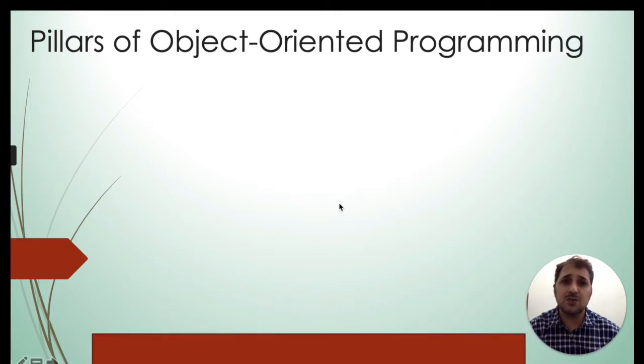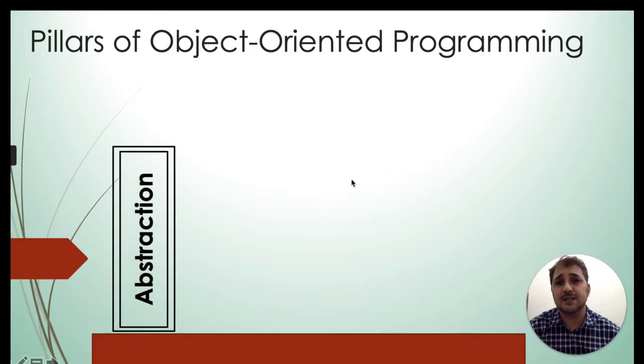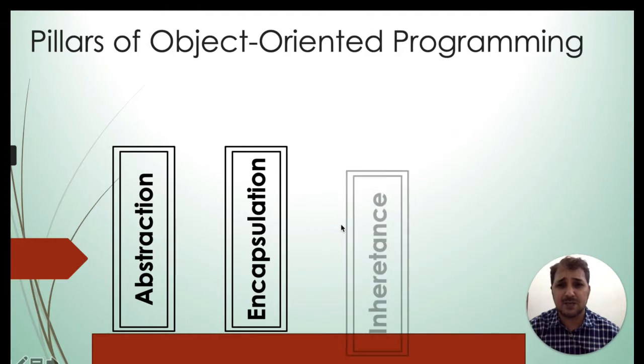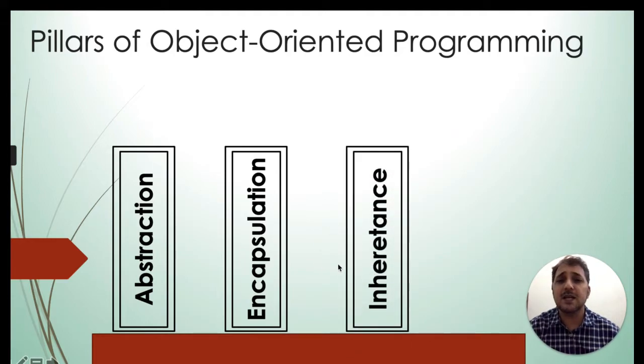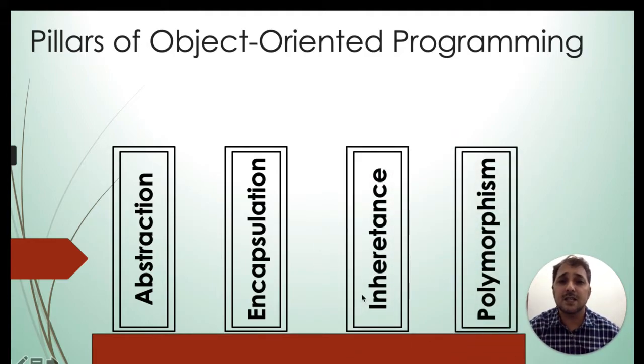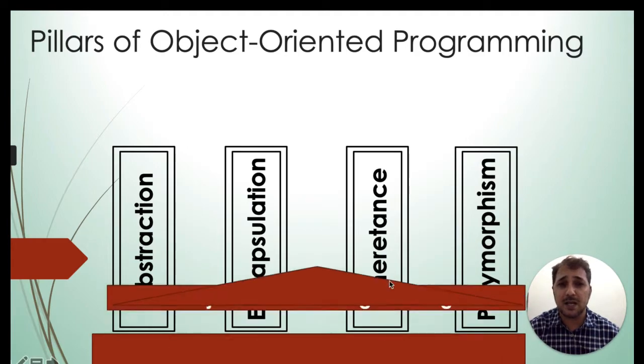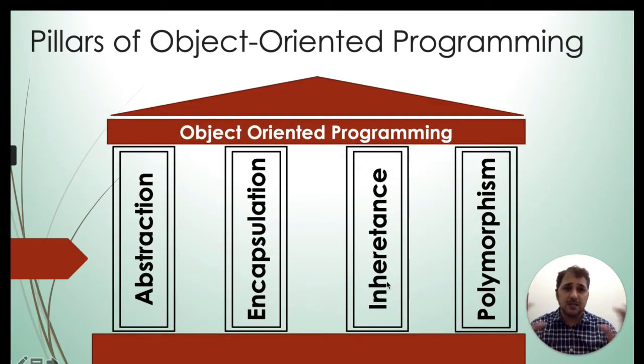So object-oriented programming has four pillars. The first pillar is abstraction, the second pillar is encapsulation, the third pillar is inheritance, and the fourth pillar is polymorphism. The whole structure of object-oriented programming is made of these four pillars. We will cover the whole course related to all these pillars, and we will discuss each one in detail.